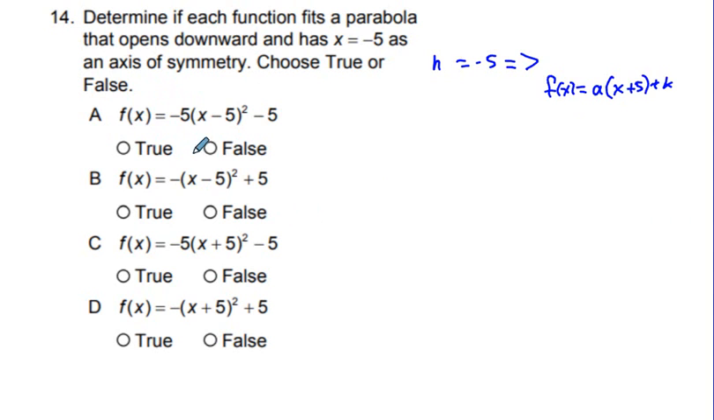Do we have that here for A? No, we have x minus 5. Do we have that here for B? No, we have x minus 5. Okay, but for choices C and D, yes, we have x plus 5 and x plus 5.